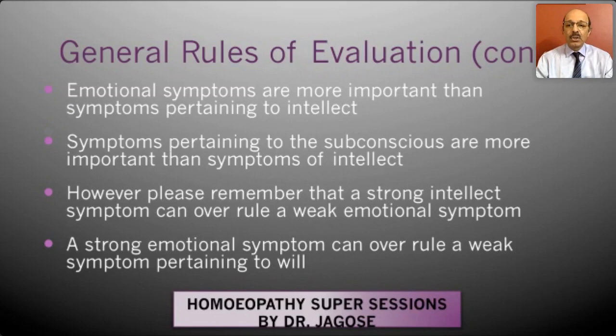However, please remember that a strong intellect symptom can also overrule a weak emotional symptom. So if your intellectual symptoms are strong and your emotional symptoms are weak, then naturally that will have the first preference. A strong emotional symptom can also overrule a symptom pertaining to the will. So if you get a strong emotional symptom and you do not have any characteristic symptoms pertaining to the will, so naturally, as I told you, you have to give the will first, then emotion. But in this case, what is happening? The emotional symptoms are more important as compared to the will, or they are more characteristic. So therefore, it will gain more importance.